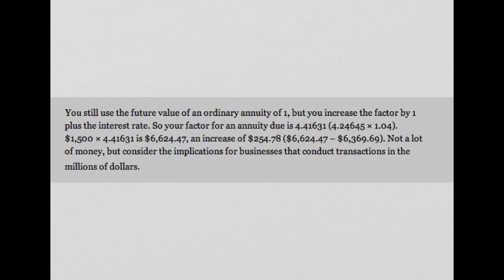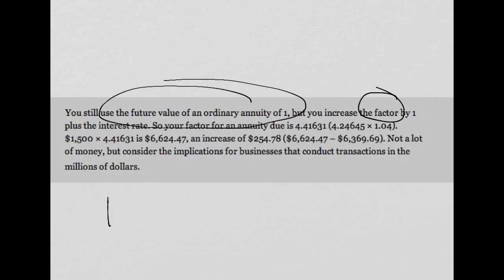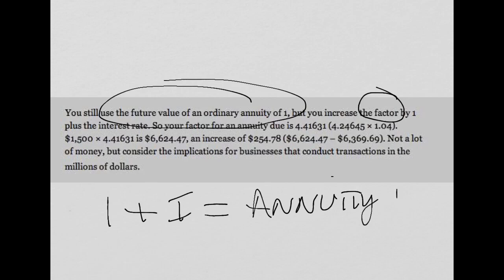Okay, so here you are. You still use the future value of an ordinary annuity. That's the table you use, the same table we were before. But now we're going to increase the factor that we find by a particular formula. And the formula will be simply 1 plus the interest rate, so it's 1 plus I, equal to our factor for an annuity due. Seeing is believing, and let's see how it works, and then we'll discuss why.